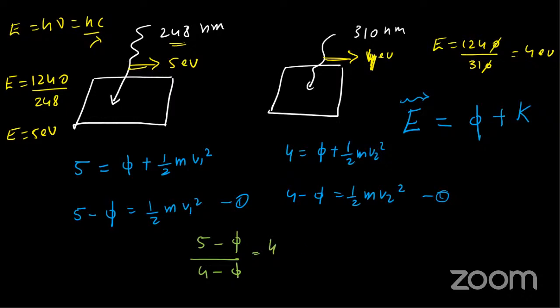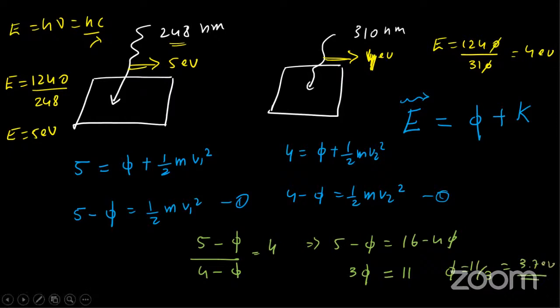Solving this as 5 minus 5 is equal to 16 minus 4 5. I'll bring minus 4 5 this side. It comes plus 4 5 minus 5 is 3 5 is equal to 11, or phi is equal to 11 by 3 or 3.7 electron volts. This is the answer. Even though it was an advanced question, it's pretty simple, right? So if you know the concept, you can solve it very fast.